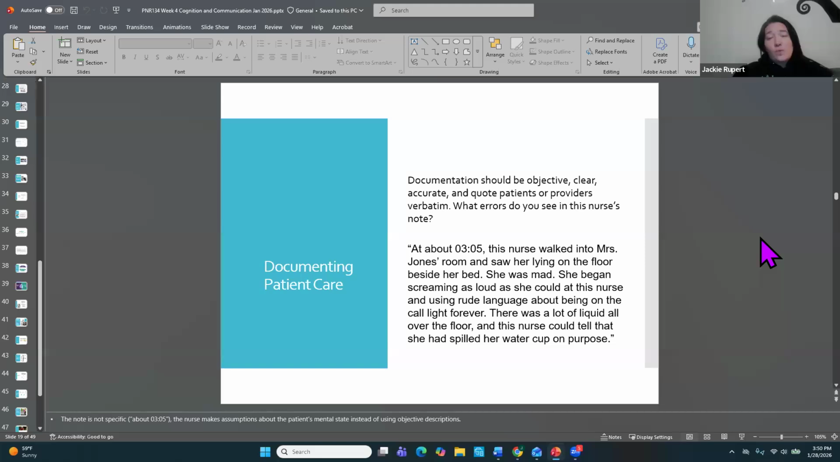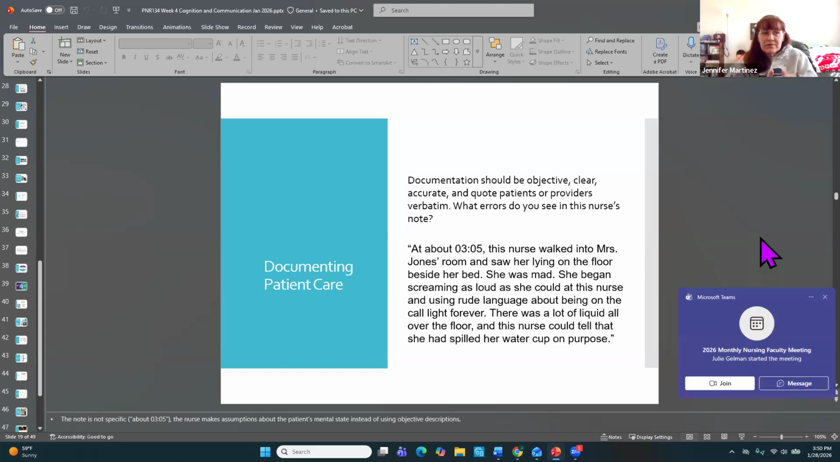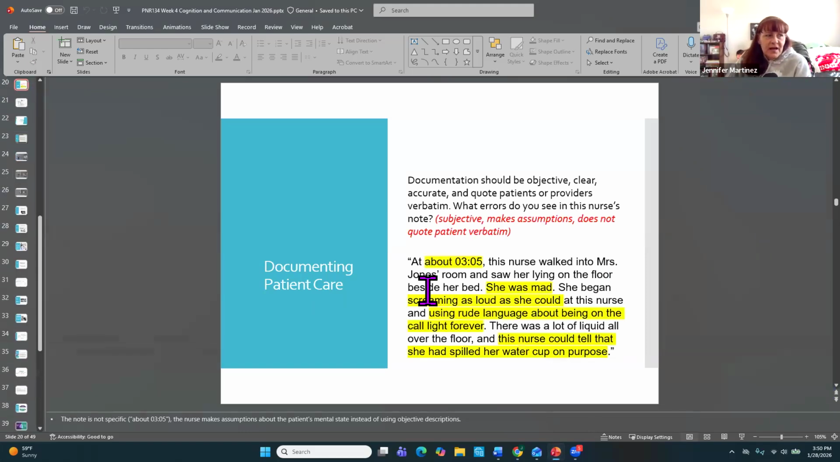And also not being specific about the rude language that was being used, right, because rude language can be subjective as well, right? Like if I said, don't get me in trouble, but if I said, all right, everybody be quiet, right? To me, I don't think that's rude, but that could be taken rudely by somebody, right? All right. So good job. So at about 3:05.